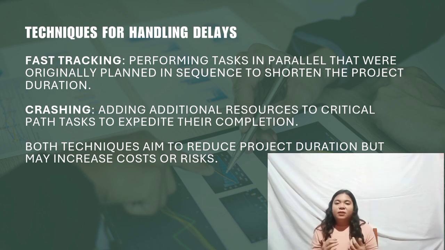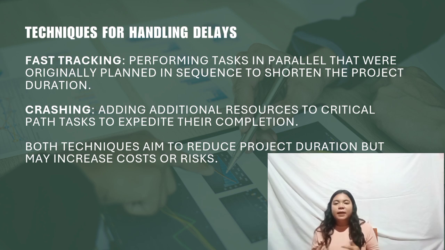So the first is fast tracking. Fast tracking involves performing tasks in parallel that were originally scheduled to be done sequentially. So this means overlapping phases or activities to speed up project completion.